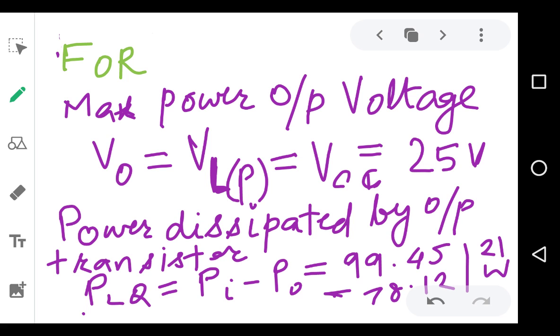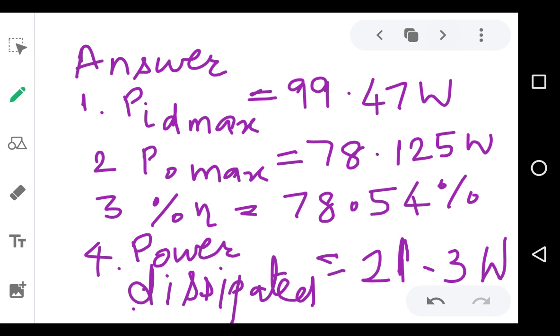Next, for a maximum output power, the output voltage that has to be established is 25 volts. So power dissipated by output transistor is 21 watts. Summarize the answer: maximum input power, maximum output power, percentage efficiency, and the power dissipated.